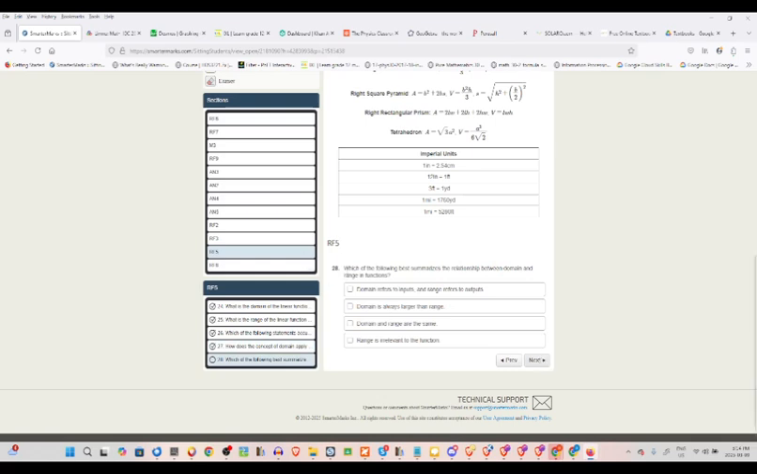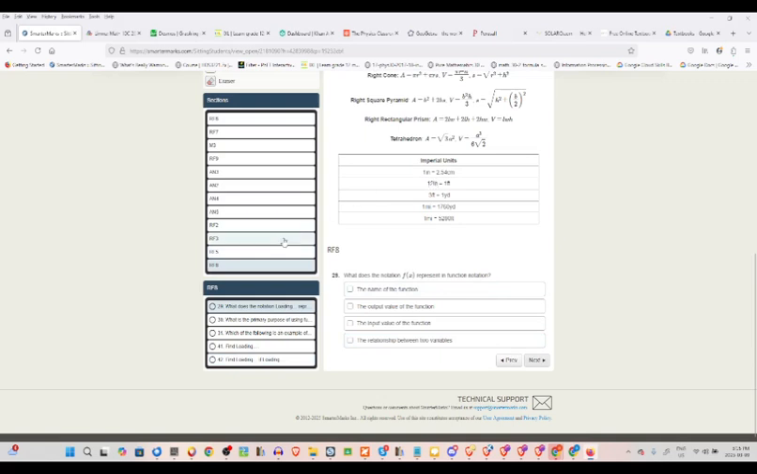Now, which of the following best summarizes the relationship between domain and range? Domain refers to our inputs, and range refers to our outputs. That is our very definition. Now, domain is always larger than range. Not always. That is nonsense. That might be true for a horizontal line. A vertical line is the other way around. Domain and range are the same. Not in many cases. And range is irrelevant to the function. Well, no, then why would we be talking about it so often?